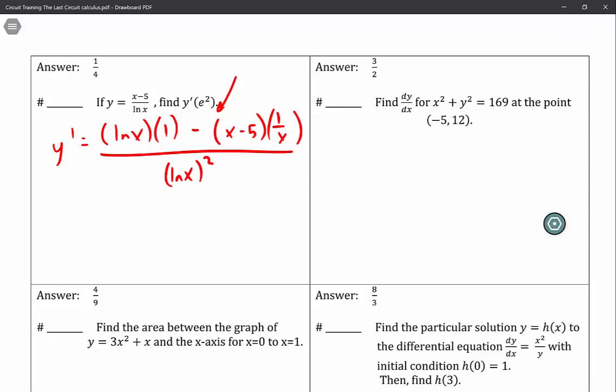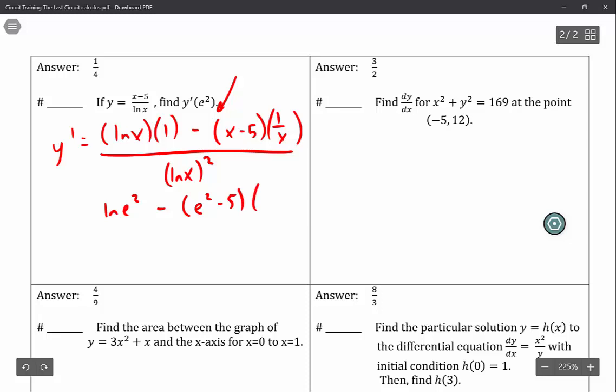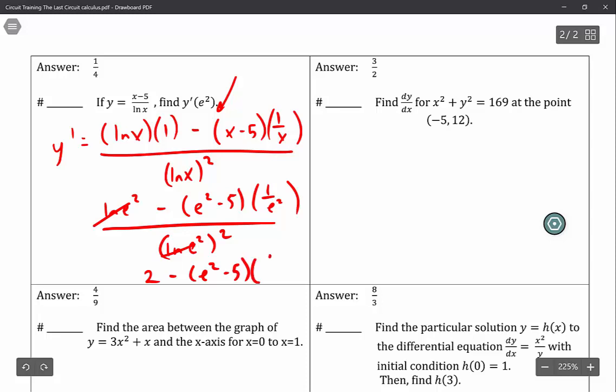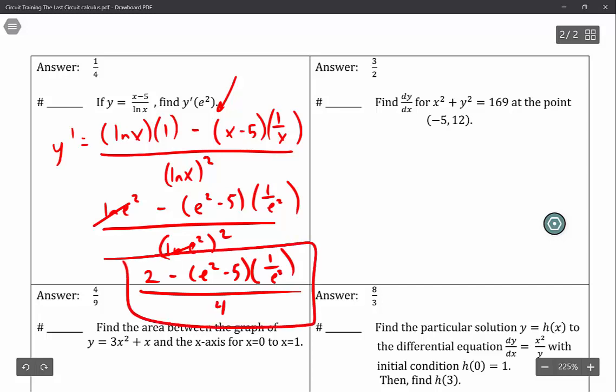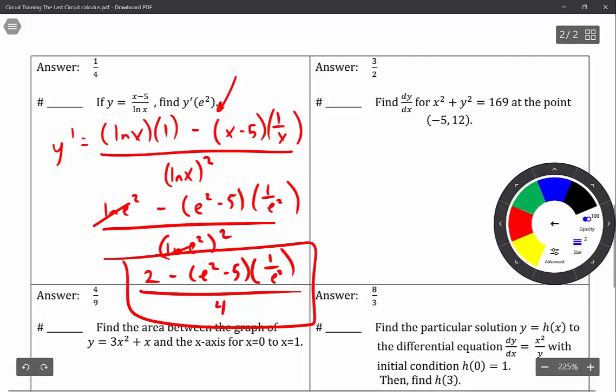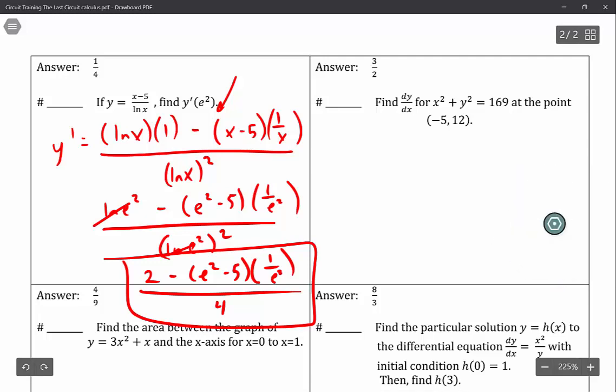And here, I would just plug in e right now. So ln of e squared times 1 minus e squared minus 5 times 1 over e squared, all over ln of e squared squared. That cancels to 2. That cancels to 2. So we get 2 minus e squared minus 5 times 1 over e squared, all over 2 squared becomes 4. And that's a good answer. If you want to multiply everything by e squared, you can. But better would just be to leave that or type it into a calculator and let the calculator simplify it. Your calculator, when you type this in, will just simplify it by default.